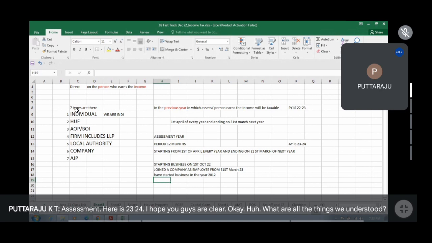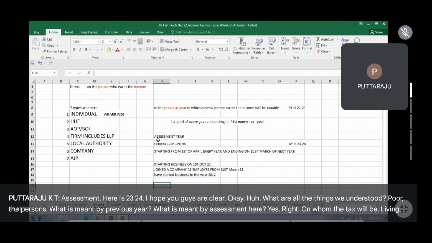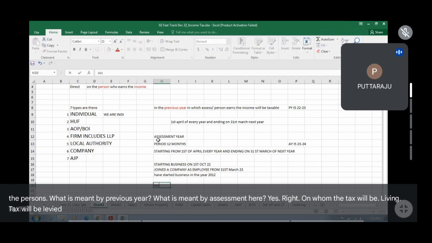What are all the things we understood? Who are the persons? What is meant by previous year? What is meant by assessment year? Yes? Right? On whom will the tax be levied? Tax will be levied on assessee.